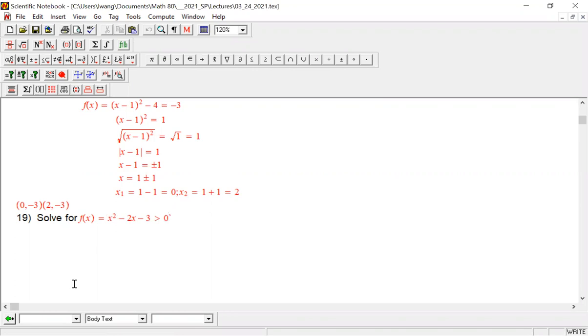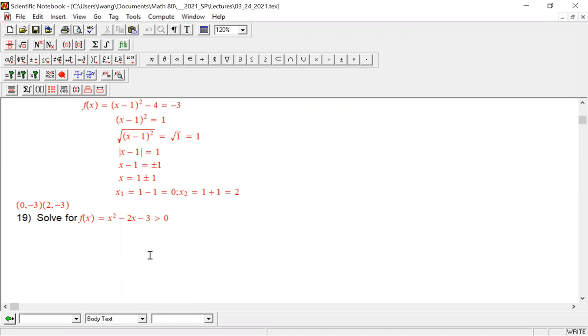So 19 through 22 are similar questions to 19 through 22 of the previous one. So the idea is the same. Positive, we want a positive output. We want a positive or zero output, and so on and so forth.